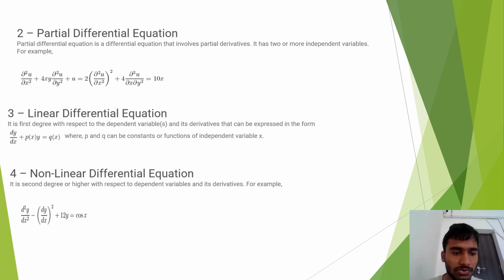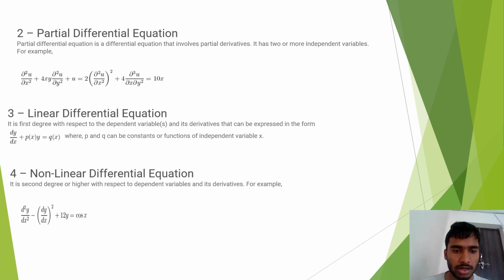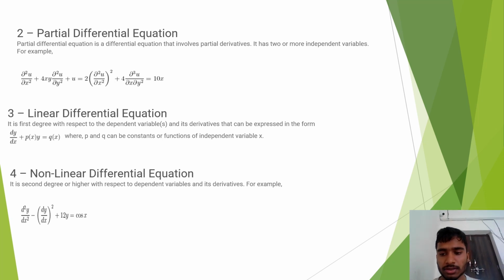In this example, d square y by dx square is order 2, and dy by dx to the whole power square is of order 1. So these are the fourth type of differential equations, that is non-linear differential equations.